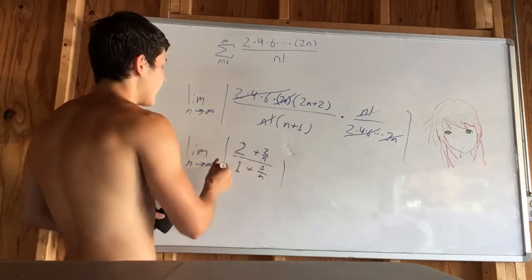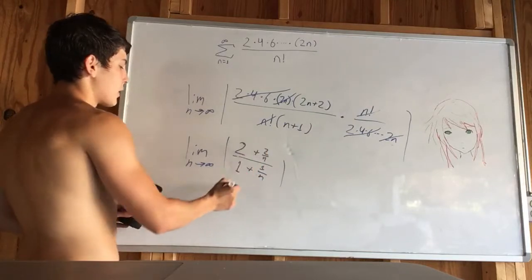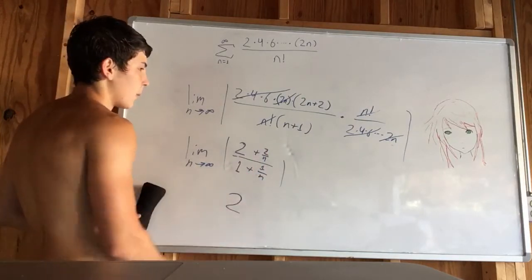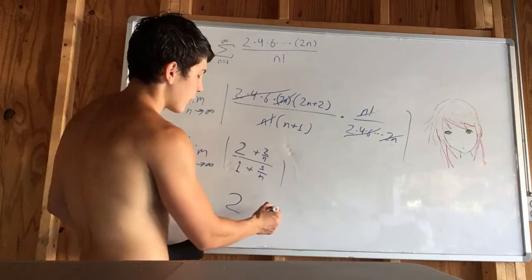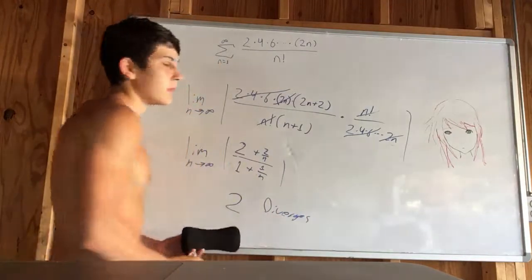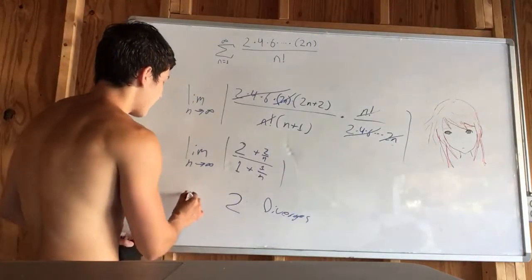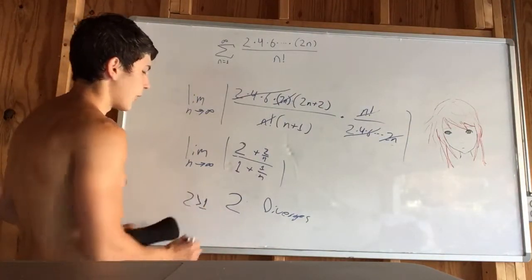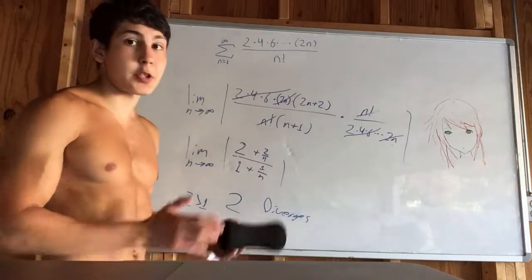Now we plug in infinity, and this goes to 0, this goes to 0, so we're left with 2, which means that this diverges by the ratio test. That's because 2 is greater than 1. And when you have something greater than 1, it diverges by the ratio test.